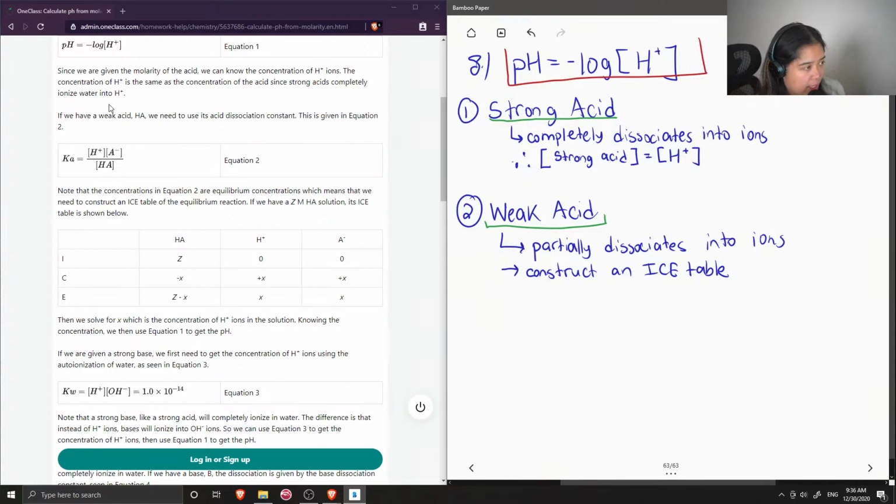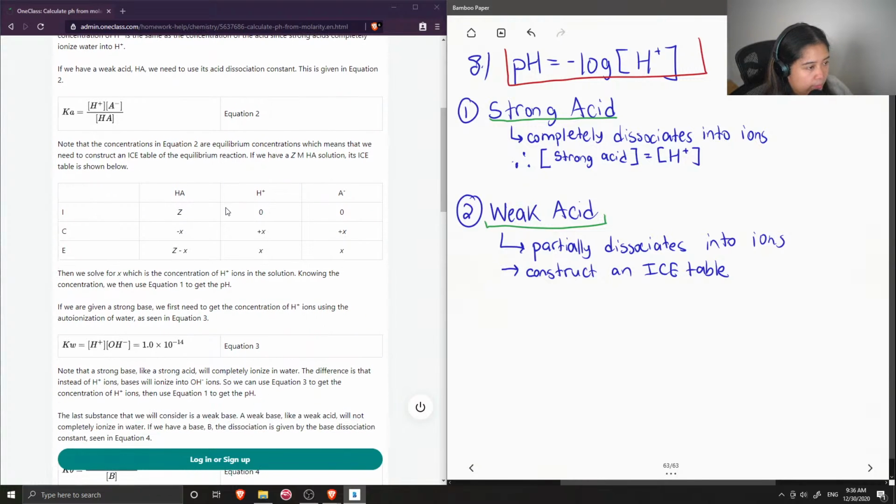We have a weak acid, so they denoted it as HA. We need to use its acid dissociation constant. This is given in equation 2. So they showed how Ka is equal to the concentration of H+ times the concentration of A- over HA. And note that the concentrations in equation 2 are equilibrium concentrations, which means that we need to construct an ice table for the equilibrium reaction.